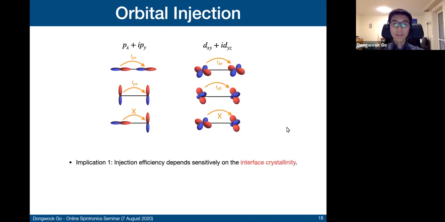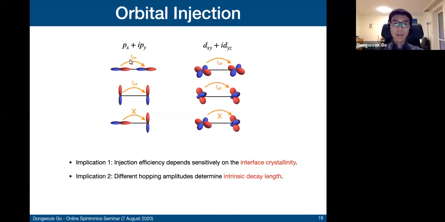So there are some lessons drawn from this consideration. The first lesson is that the injection efficiency should depend significantly on the interface crystallinity, because once we have interface disorder, this hopping will be randomized. Once we have a disordered interface with some corrugation, this kind of selection rule for the orbital hopping will not hold anymore. Therefore, I think interface crystallinity should play a very important role for orbital injection. This is quite different from spin injection.